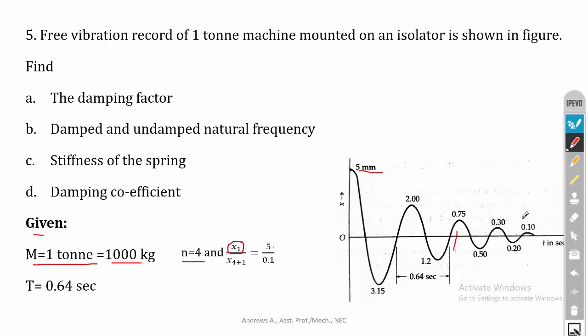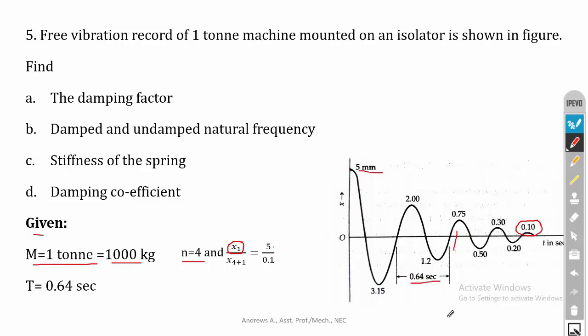Then the amplitude at the end of the fourth cycle, that is x(n+1). So x(4+1) is equal to 0.10. Okay, so the amplitude at the starting is 5 mm and the amplitude at the end of the 4th cycle, that is the amplitude at the starting point of the 5th cycle, which is why I have mentioned x(4+1), is 0.1 mm. Then the third one is the time. For one complete cycle, the system takes 0.64 second.